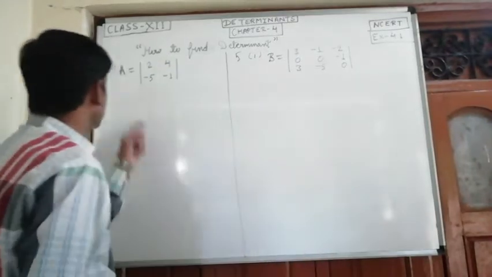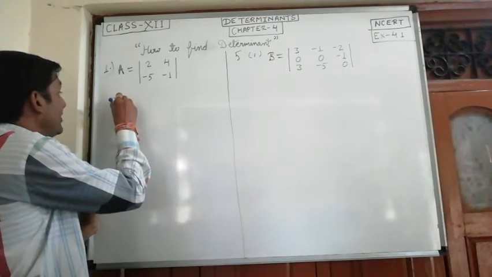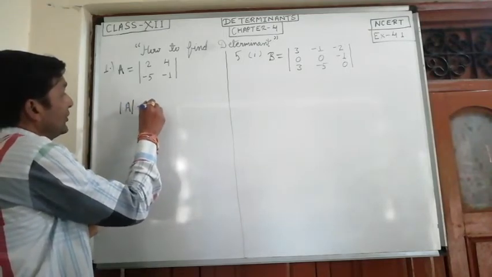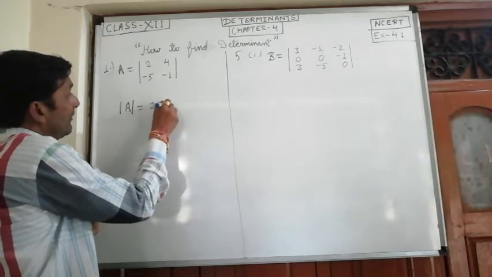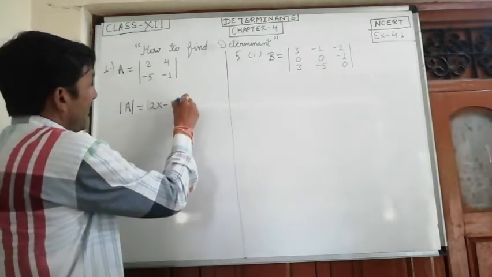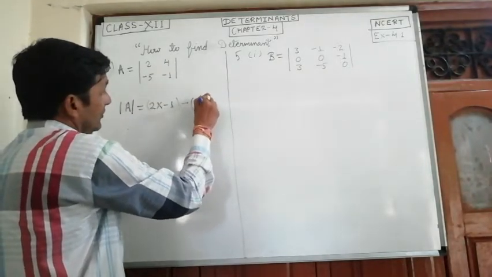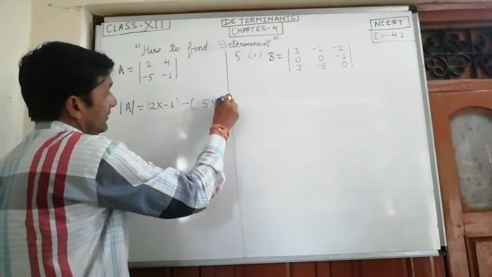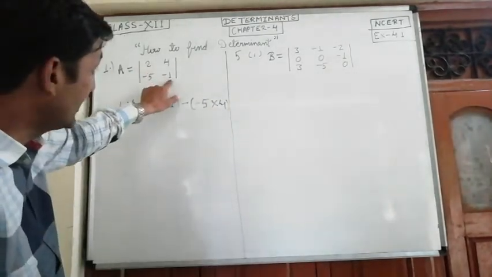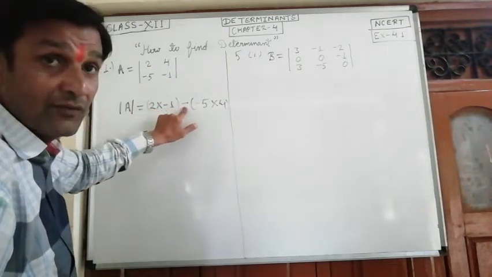Now see, this is a 2 by 2 determinant. Determinant A value I am determining. Determinant A is equal to 2 into minus 1, means this into this, minus 5 into 4. This is very simple. Means in a 2 by 2 matrix we have to multiply this element by this one and then this element by this one, and in between the sign will be minus.